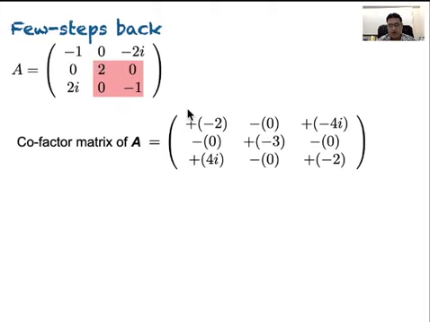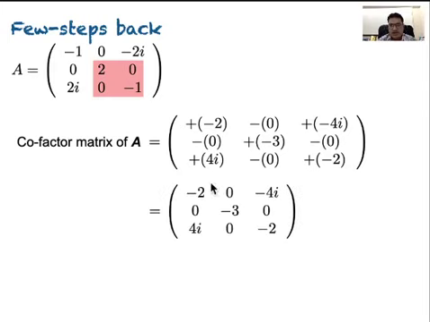You know how it will come: with the plus sign, minus sign, plus sign, then minus, plus, minus, then plus, minus, plus. So these are the cofactors I have written. You can verify it. Once I have done the cofactors of A, this comes out to be this one with the proper sign: -2, 0, -4i, 0, -3, 0, 4i, 0, -2. This is the cofactor matrix of this matrix A.